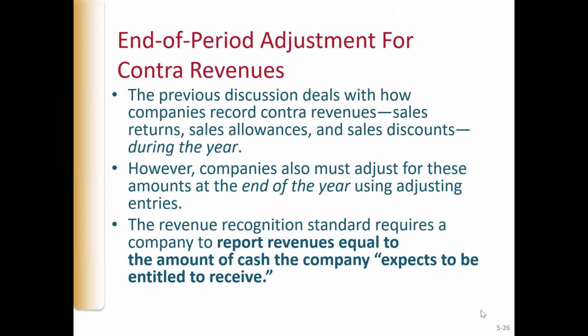Now, sometimes we are going to need to make adjustments for these contra revenue accounts. The revenue recognition requirement says we need to report revenues equal to the amount of cash the company expects to get.